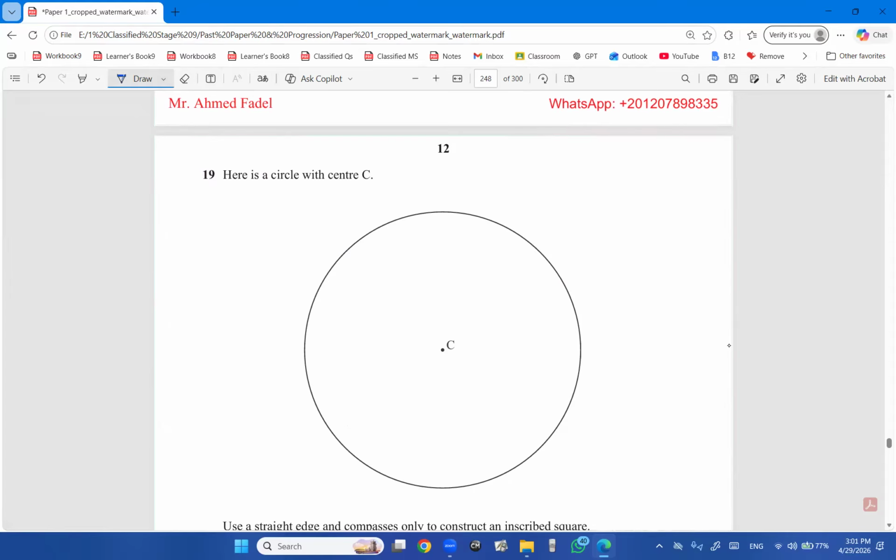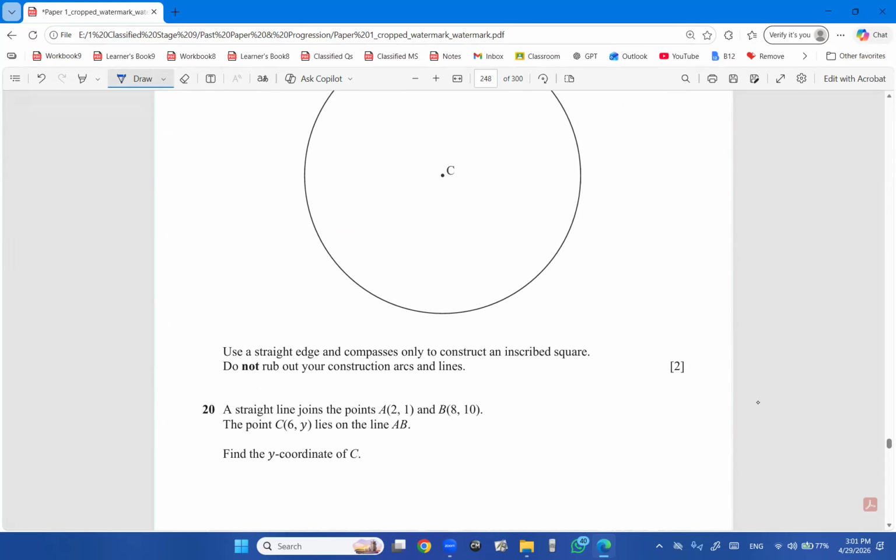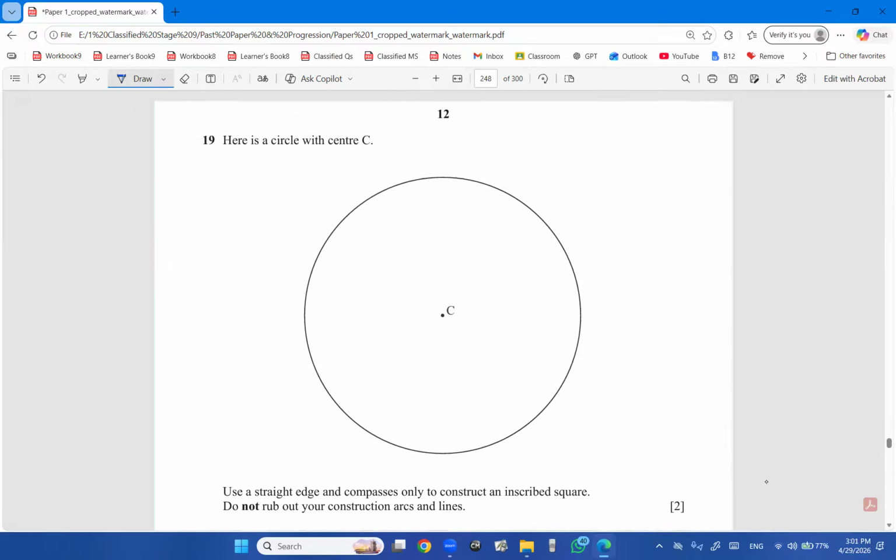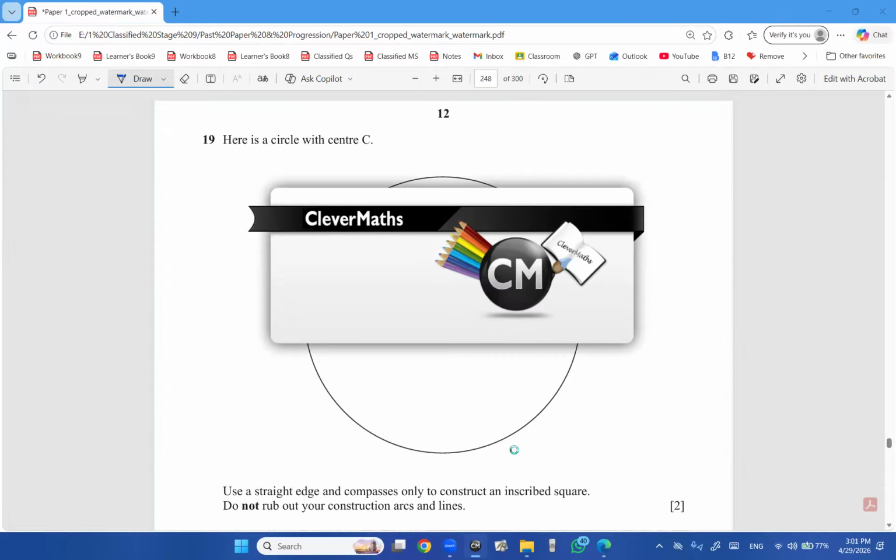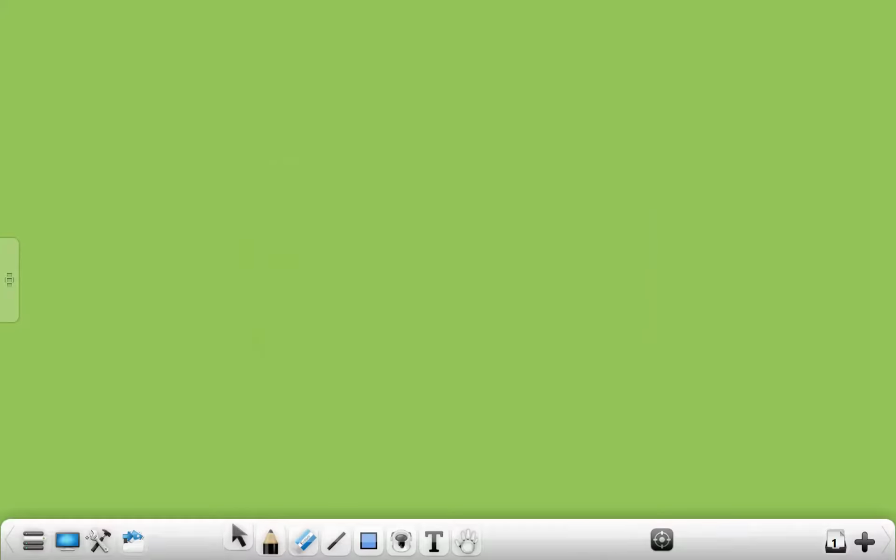Here is a circle with center C. Use a straight edge and compasses only to construct an inscribed square. Do not rub out your construction arcs and lines. So what I'm going to do over here is just to open this application. This is going to help me with the mathematics tools.